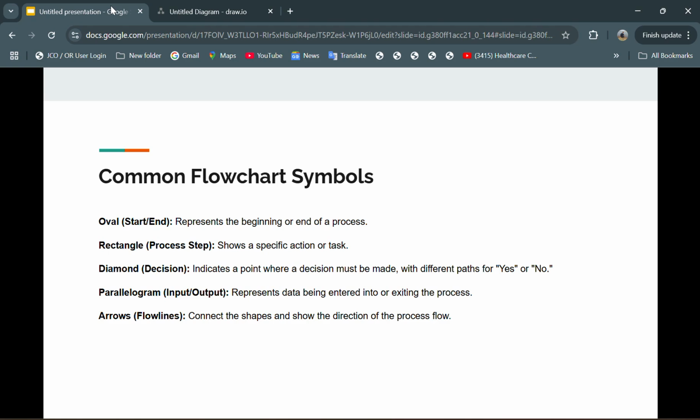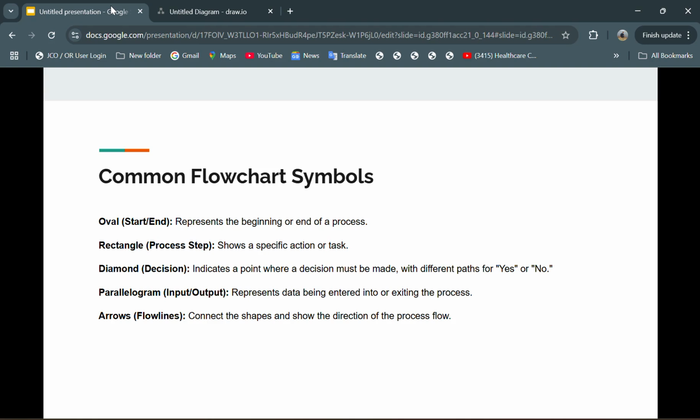And then the diamonds, that is a decision box. I'll show you all these things. So it indicates the point where a decision must be made, so yes or no, it is accurate or inaccurate, is that a suspicious activity or not suspicious activity, or is it a false positive or a true positive, like those decisions will be taken. And this will be yes or no.